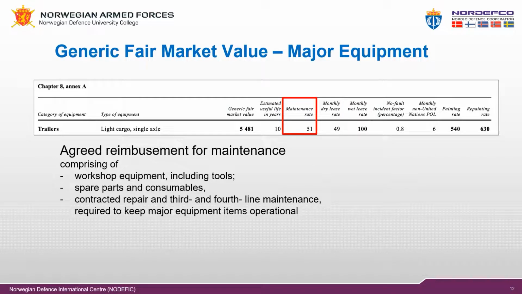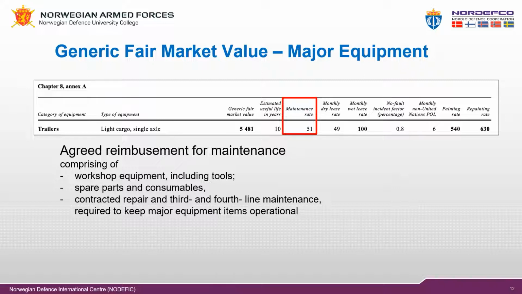Maintenance rate is the reimbursement rate to compensate the government for maintenance costs, comprising spare parts, contracted repair, and third and fourth line maintenance, required to keep major equipment items operational to the specific standards and to return the item to operational condition upon return from the mission area. Workshop equipment, maintenance workshop or warehousing or storage is not included. These facilities are reimbursed as major equipment.